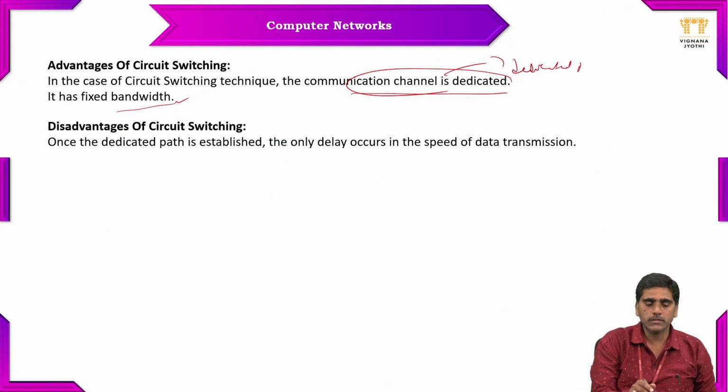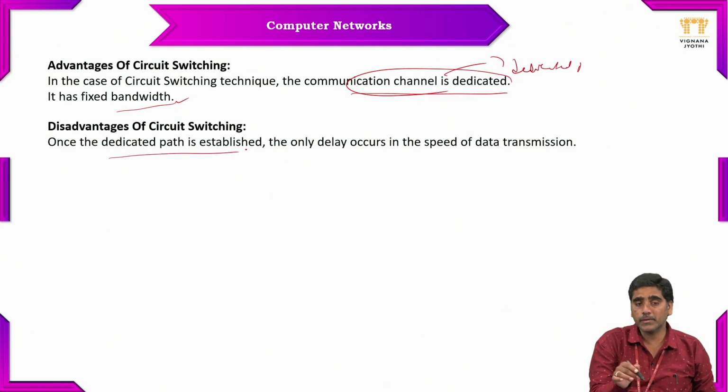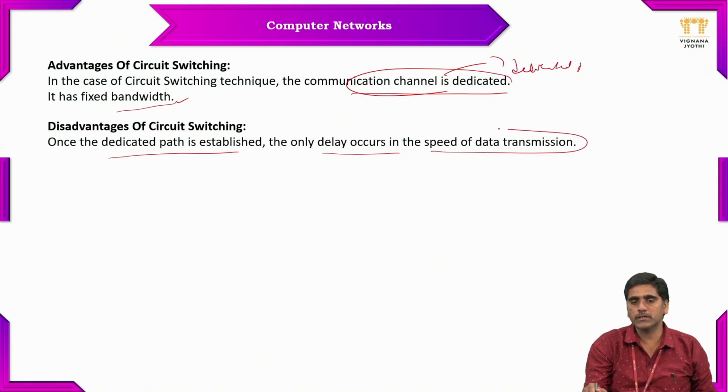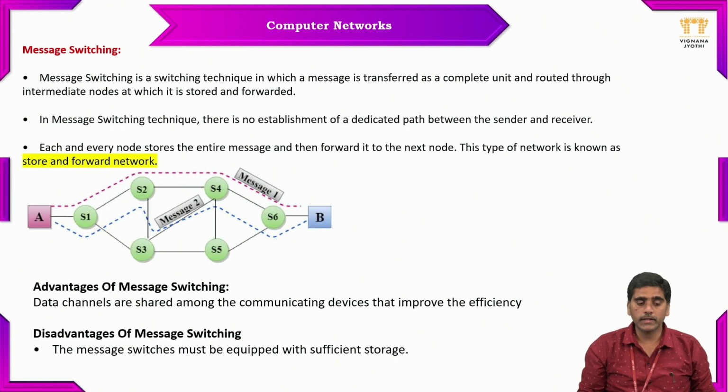And the disadvantage is that once the dedicated path is established, the only delay occurs in the speed of data transmission. Once it is established, it may be either slow or fast, whatever it may be. When it comes to slow, then the delay occurs in the speed of data transmission, and the data has to wait. So that is the disadvantage.